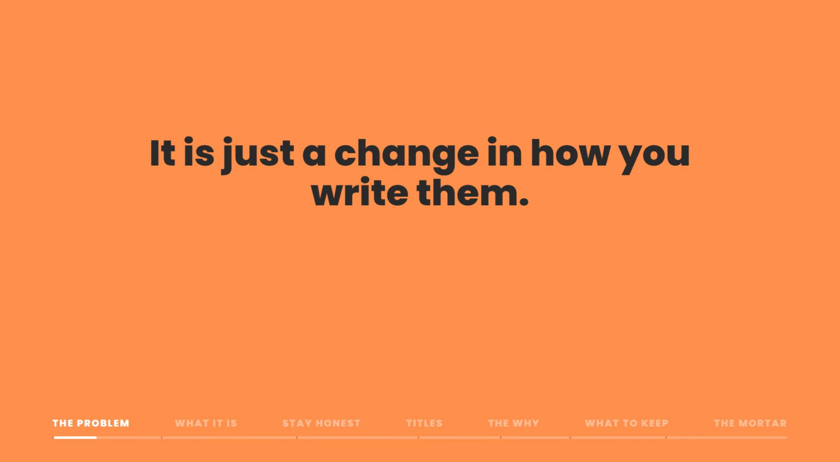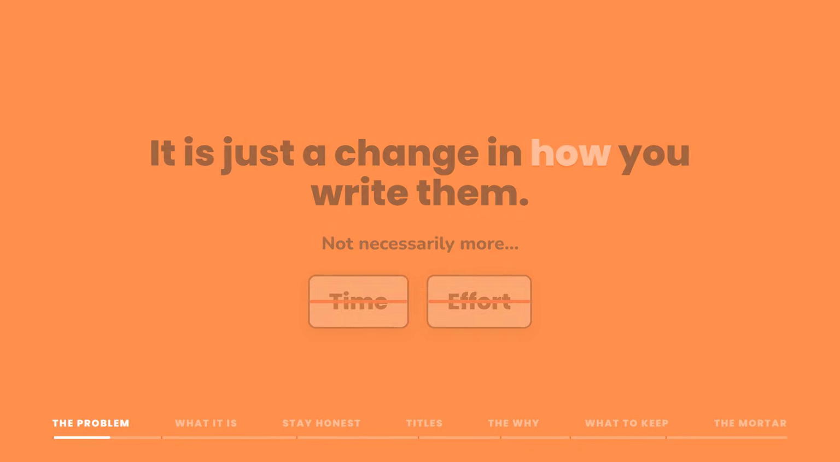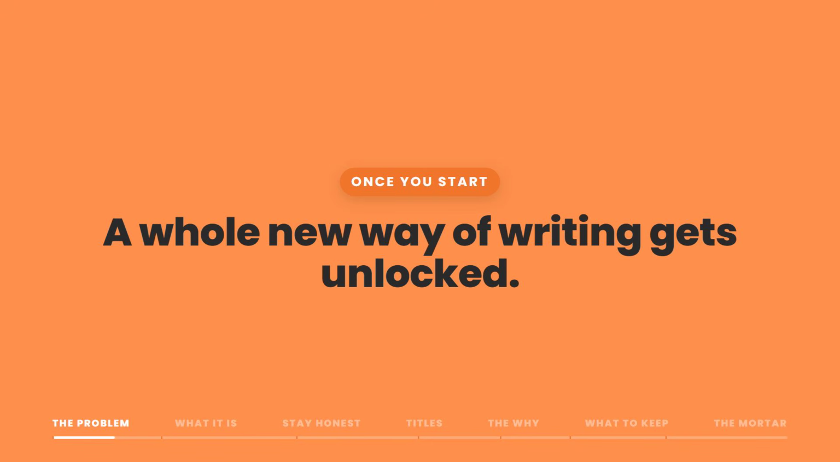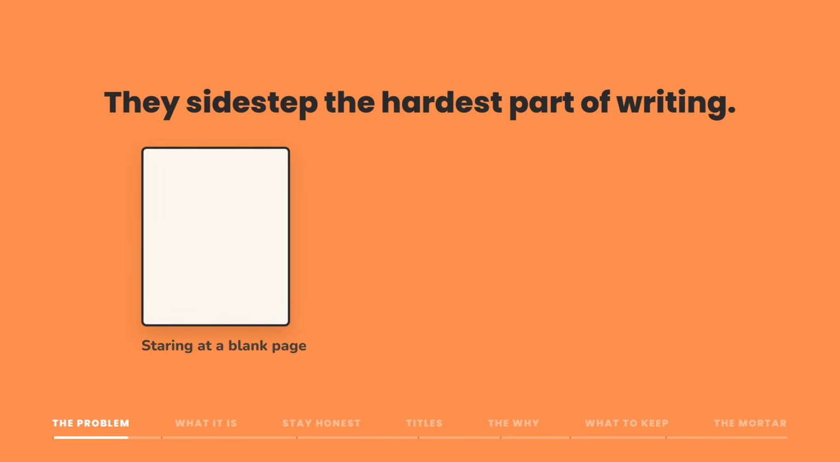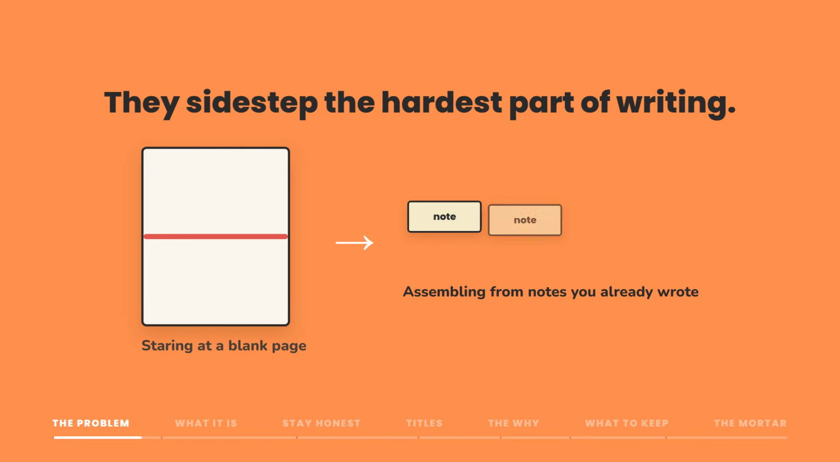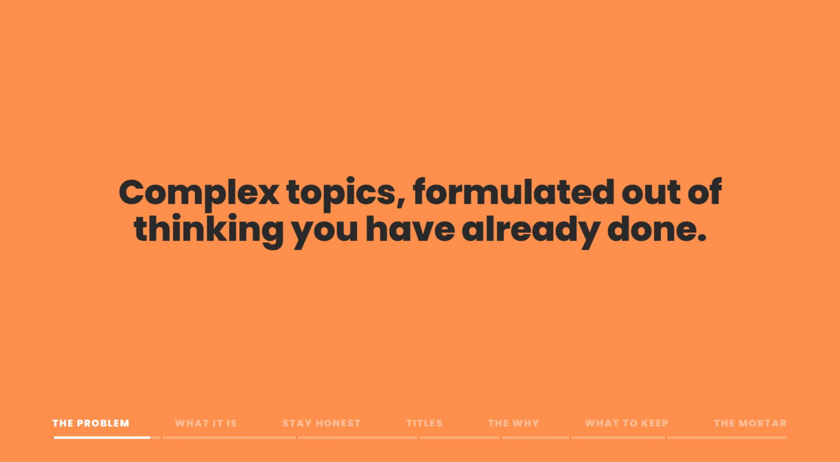Writing atomic notes is just a change in how you write them, not necessarily in the time nor effort required. And once you start writing your notes in this way, a new way of writing is unlocked. Atomic notes allow you to sidestep one of the hardest parts of writing, staring at a blank page. Instead, you can assemble texts from your notes, like building knowledge castles out of written bricks. This allows complex topics to be formulated from existing thinking without starting from scratch.